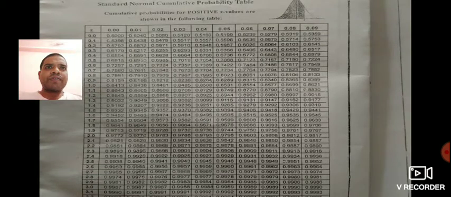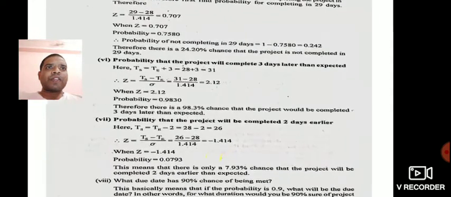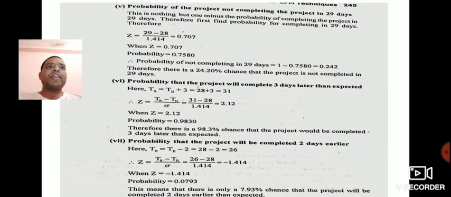Now we need to find the probability for the z value 0.70, a positive value. Please see in the z column, 0.7 is there, and again 0. You can consider 0.7580. Okay, now he has given the probability of the project not completing in 29 days. Not completing means we do 1 minus the probability value 0.7580, which gives 0.242. You can keep it in percentage, that is 24%.